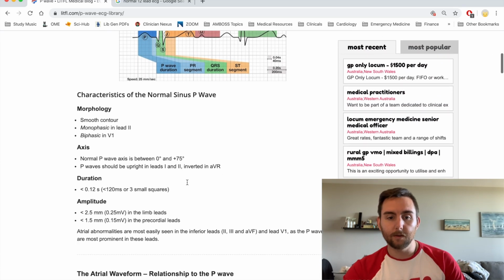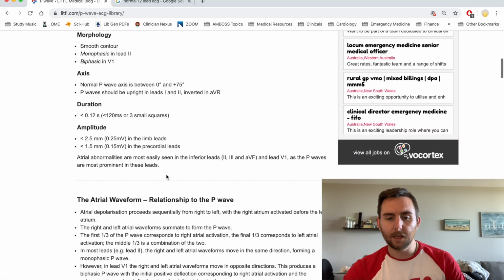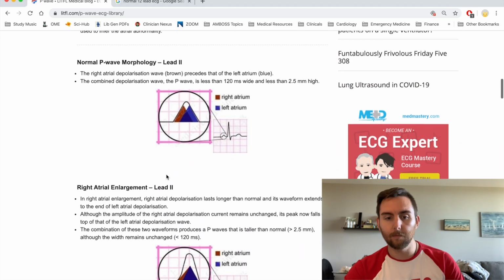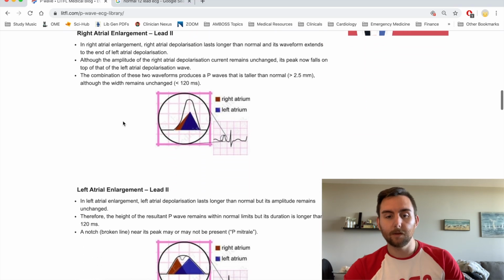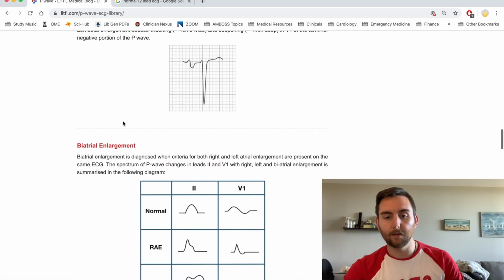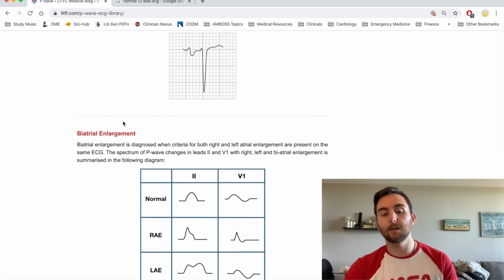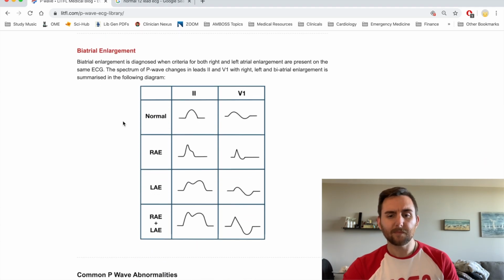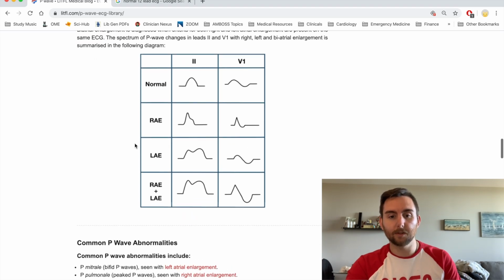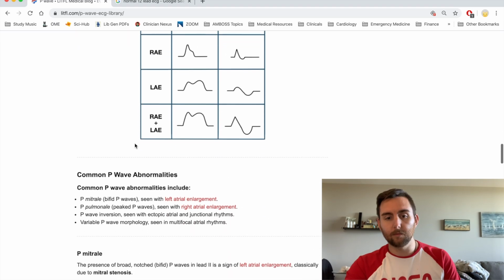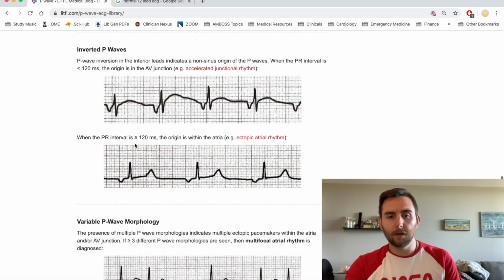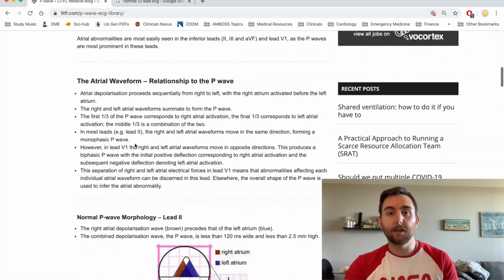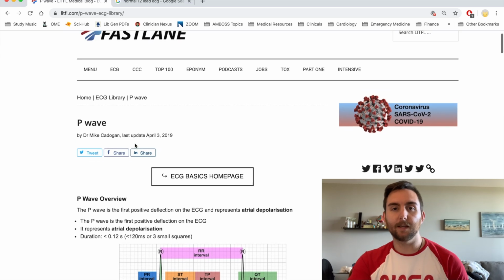This website will go into the morphology of them, and I'm not going to talk about those right now. This is what you would look for, like normal wave morphology, etc. You can look at how the different atria can be enlarged and how they can be represented on EKG. I don't really want to talk about that. I don't think that's important for you at this level as a medical student. But if we see them in a clinical case later on, we can talk about them. I don't feel like they're worth spending time on.